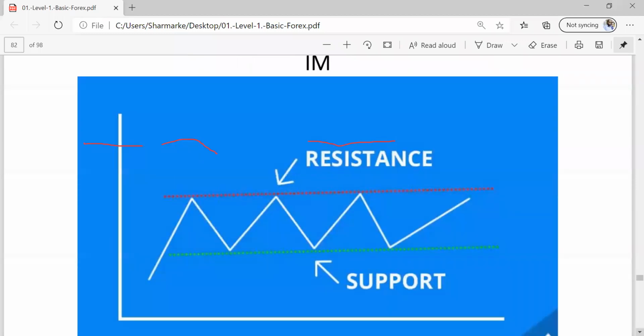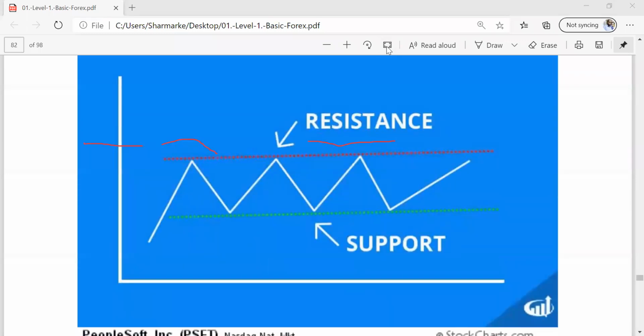As you can see here, okay, let me delete this. Here we can see that the market went up and then hit there, and then it came back and hit the floor, and then we went up and hit the roof, then we came back and hit the floor, and then the roof, the floor. So this is what we call a support. This is where the price gets support.